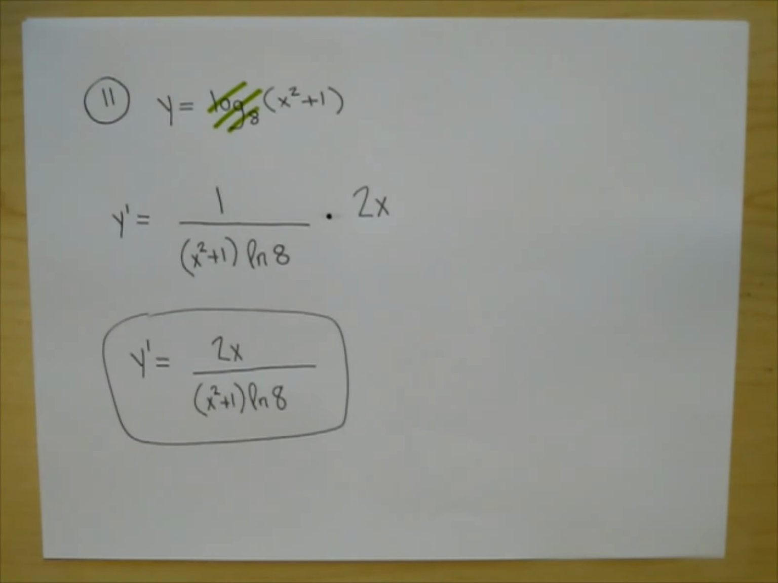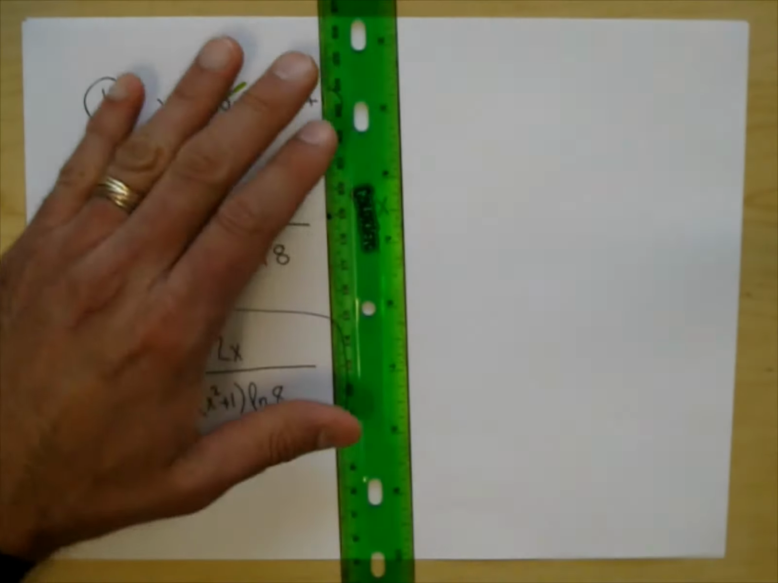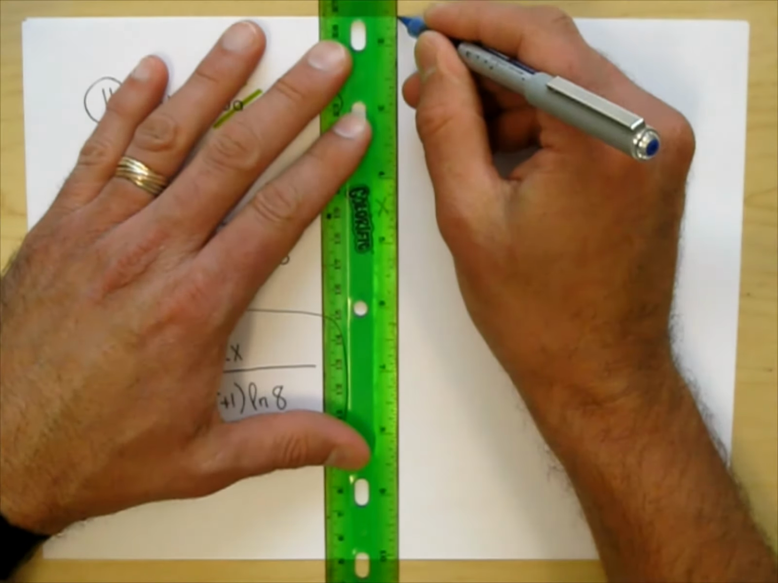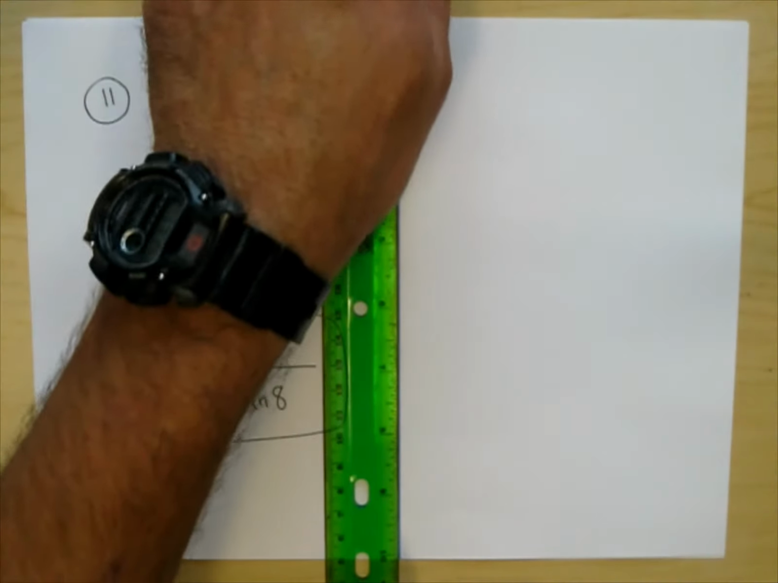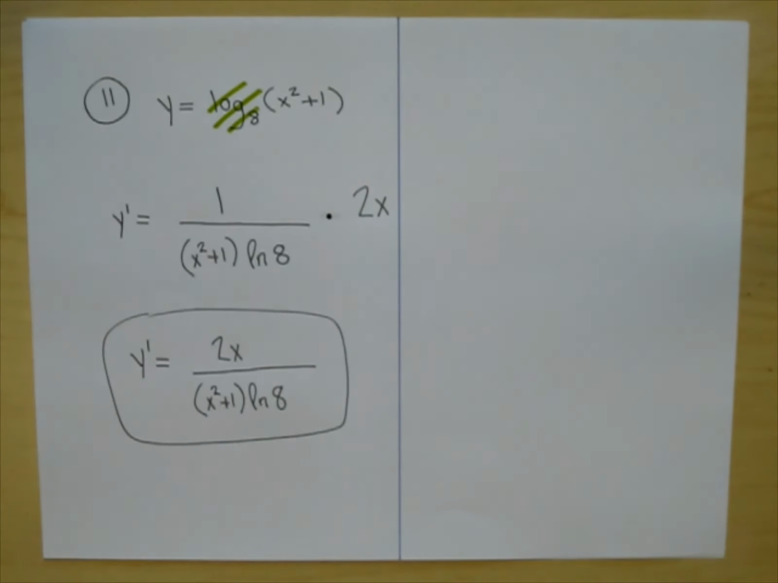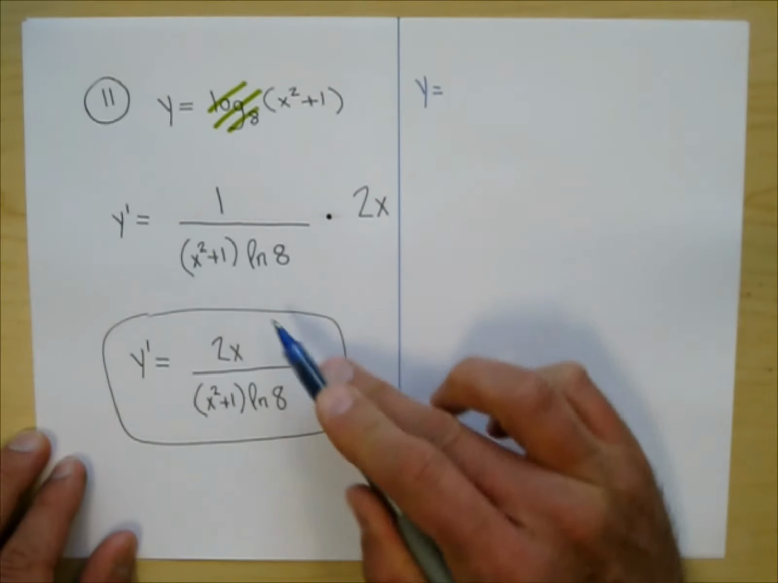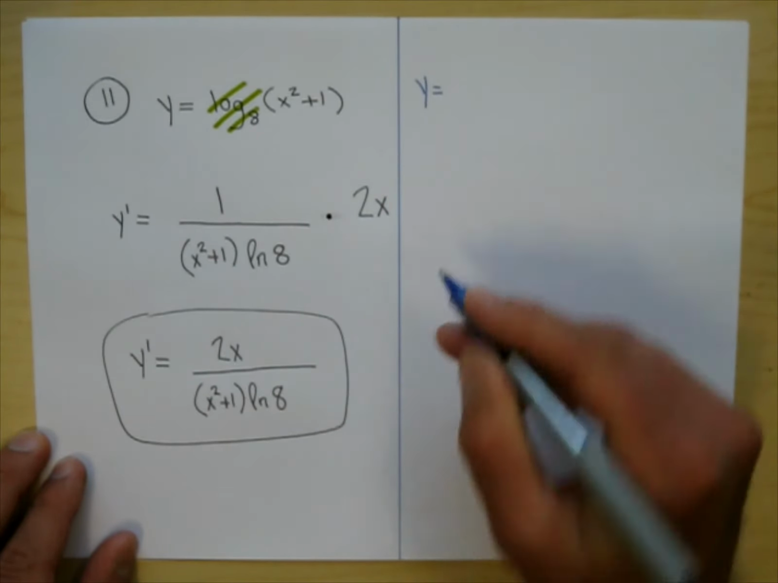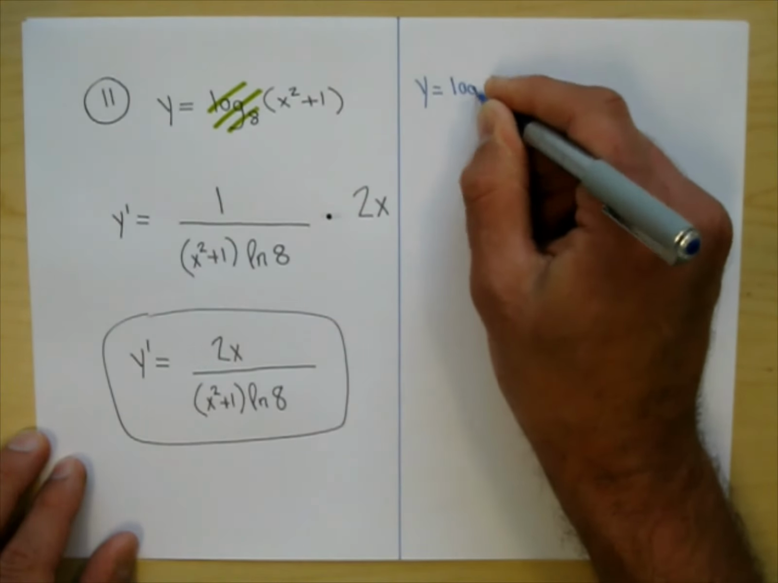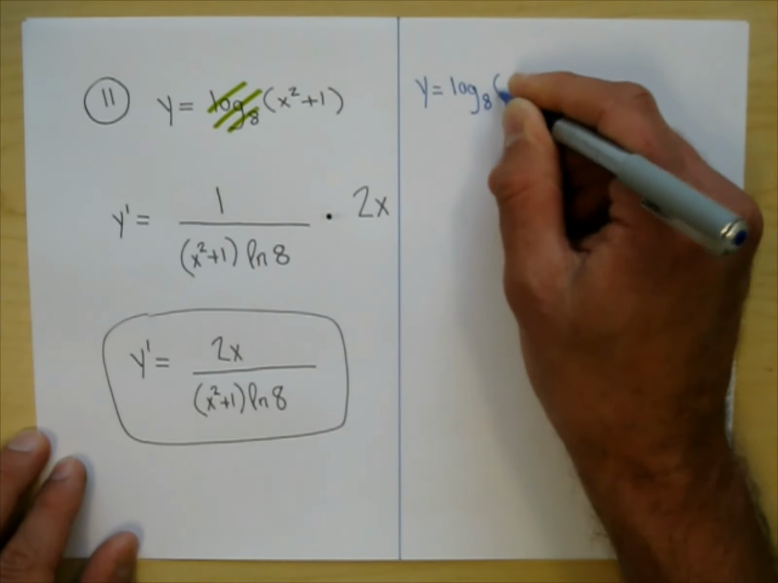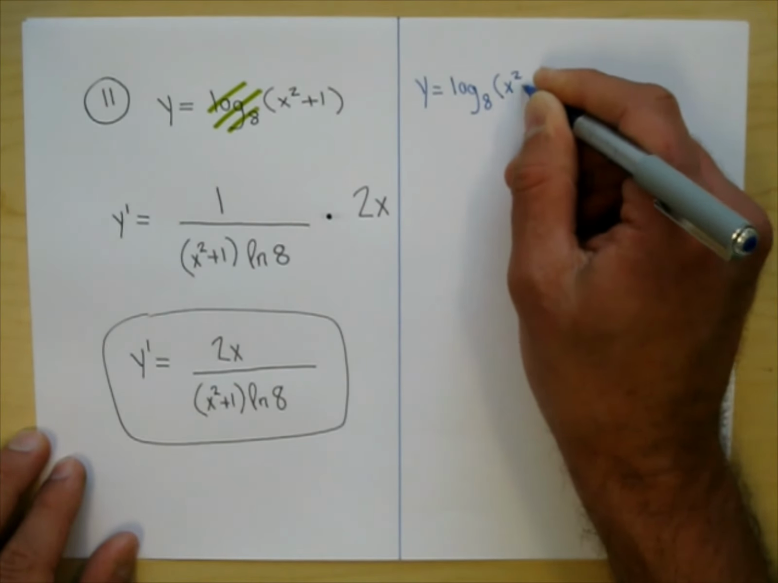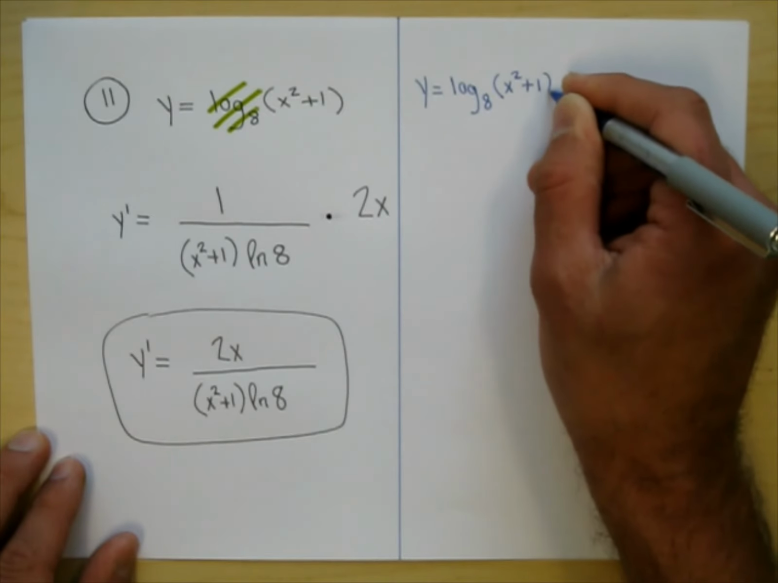Okay, well, there is another way of doing this problem. So let me get the ruler out. I'll draw a line down here. And the other way of doing this problem is the following. This way here is probably the best way. Okay, so I have log base 8 of x squared plus 1.